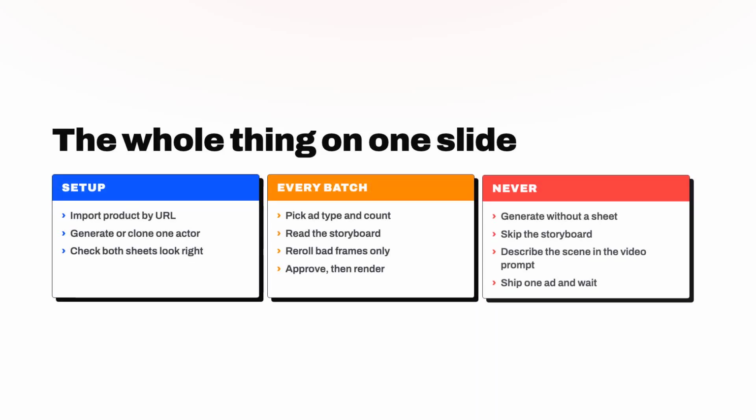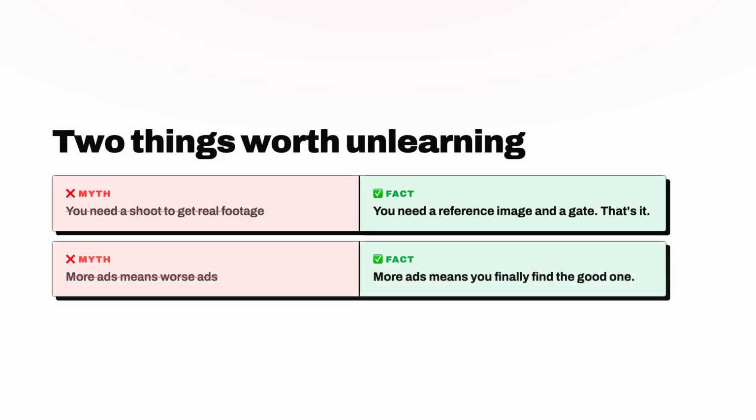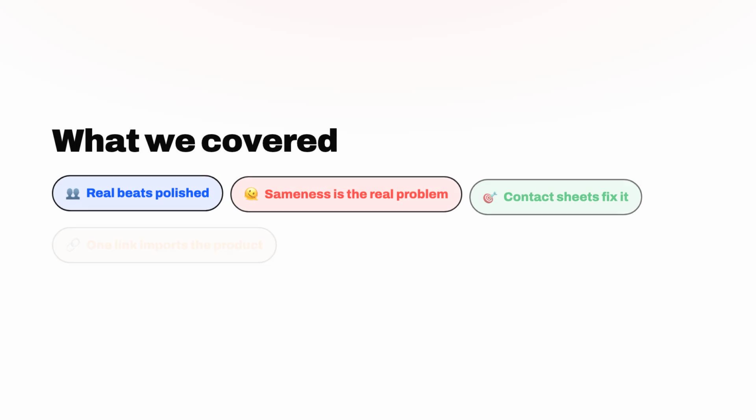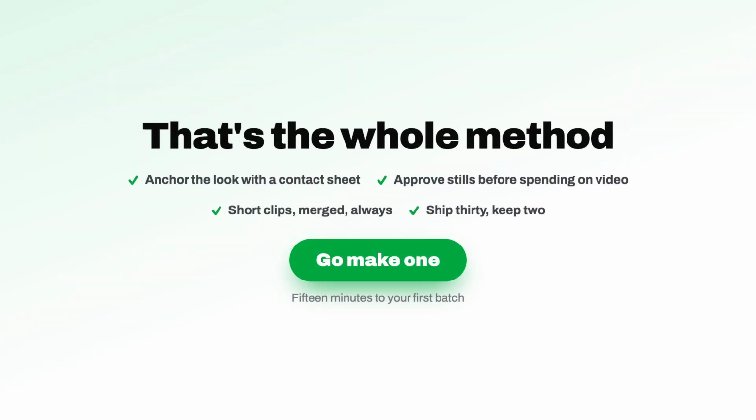All right, let me just dump everything useful in one place before we finish. And if you want one number to aim at, it's this: 30 a month, minimum. Last thing, 2 beliefs that keep people stuck and what's actually true. So quickly, everything we covered, that's the whole method. Nothing held back, and honestly nothing complicated once the sheet is in place.